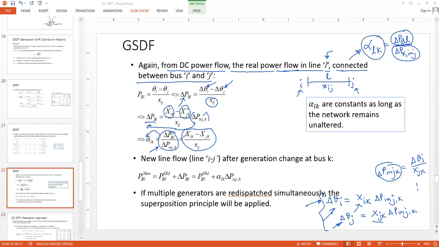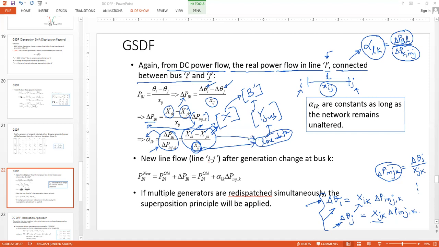So in a sense, we say that we have derived the expression of alpha LK in terms of network parameters. Xij is nothing but the line reactance of the Lth line. Xik, Xjk are nothing but the entries of the big X matrix, which is obtained from the B dash matrix. B dash matrix was obtained from the Y bus matrix, and the Y bus matrix was obtained from the line data. You see the information flow. This is how we can get Xik and Xjk very easily. Xik, Xjk are functions of line data, and small xij is also a function of line data.